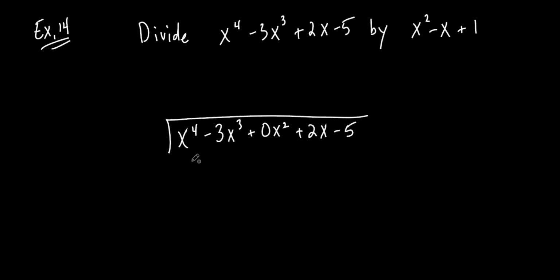Everybody see what I did? I went in order, and I filled in all the gaps. There was a gap with that x squared. So what did I make it? I made it a 0x squared. Everybody okay with that part? Yeah, that was kind of the easy part to this. And then what are we dividing it by? X squared minus x plus 1.